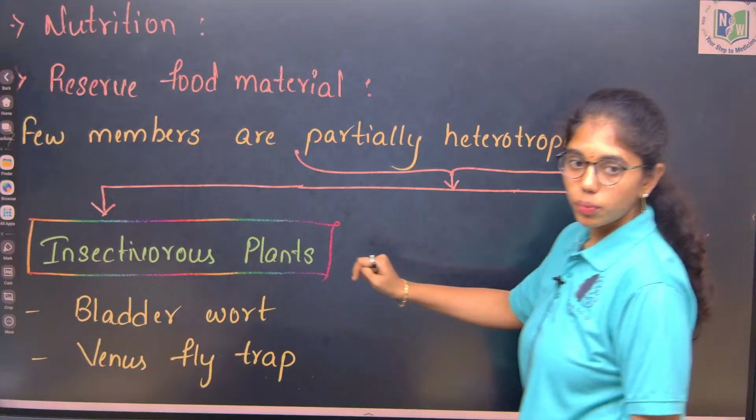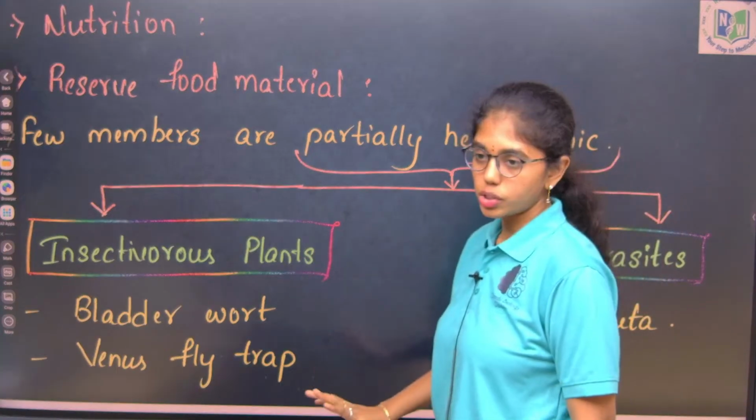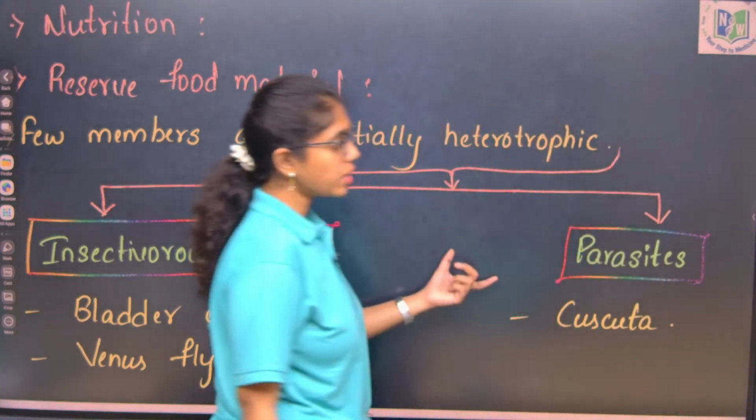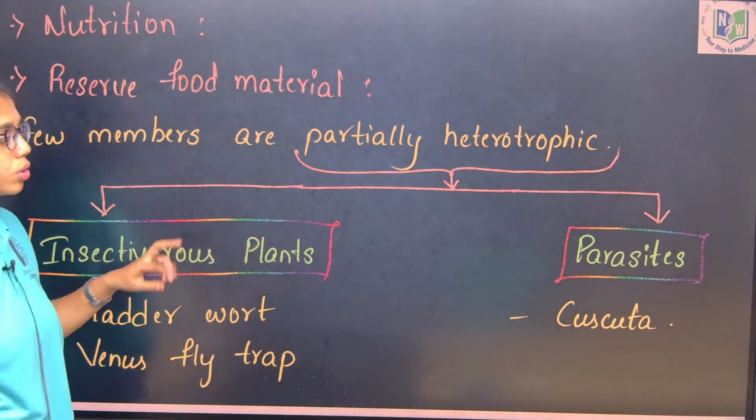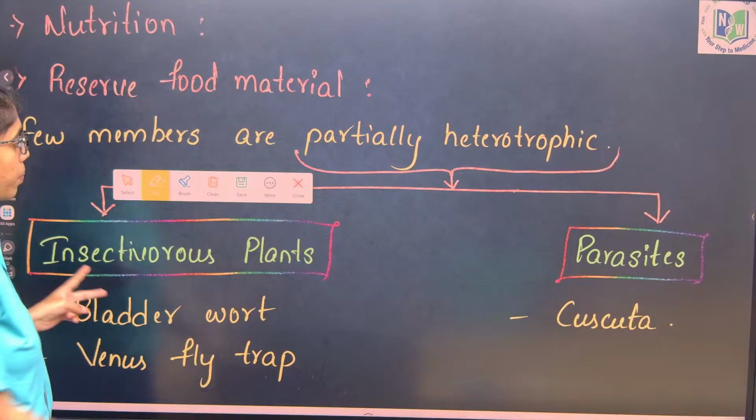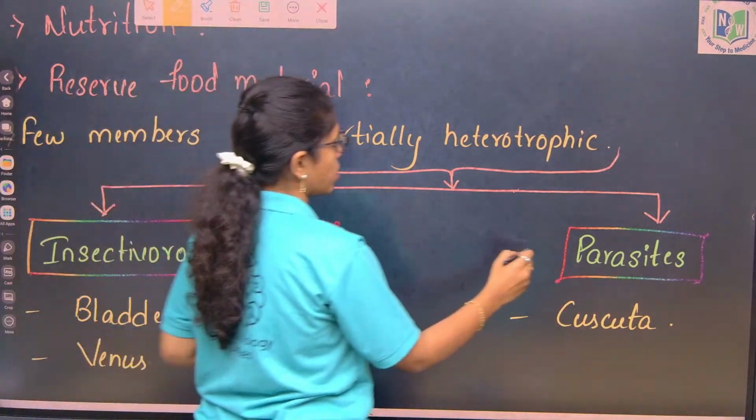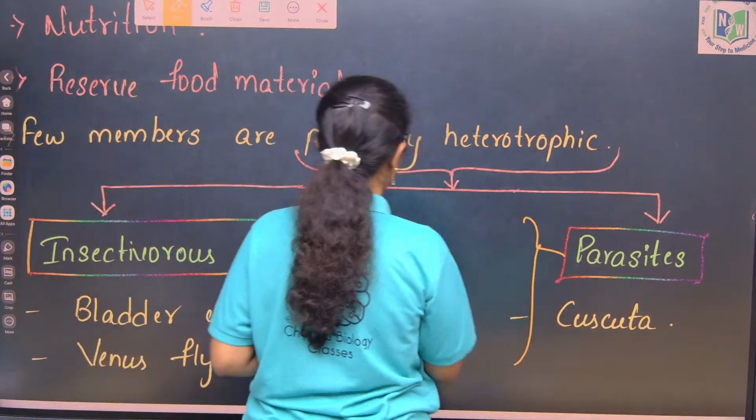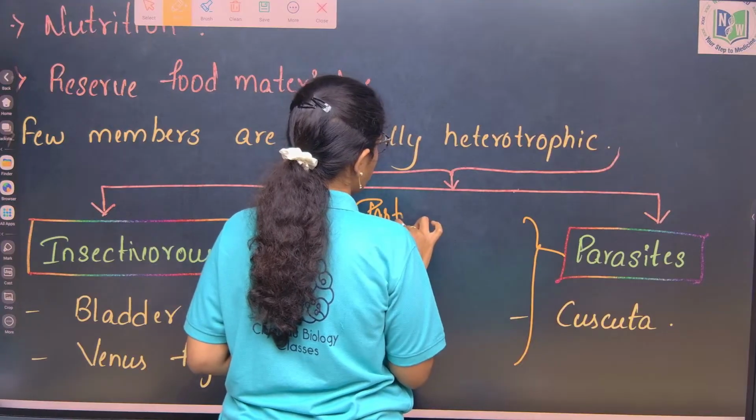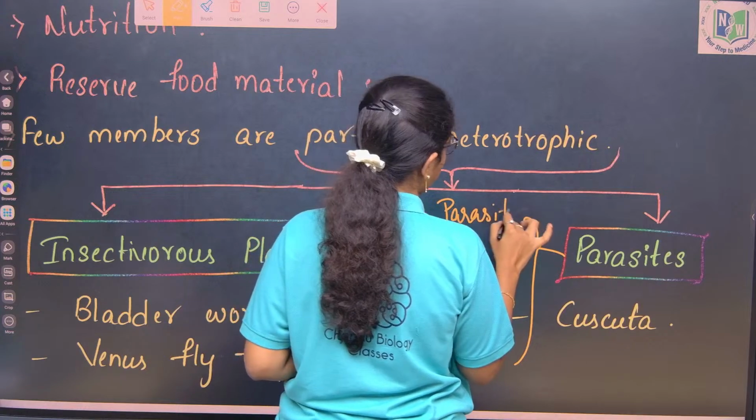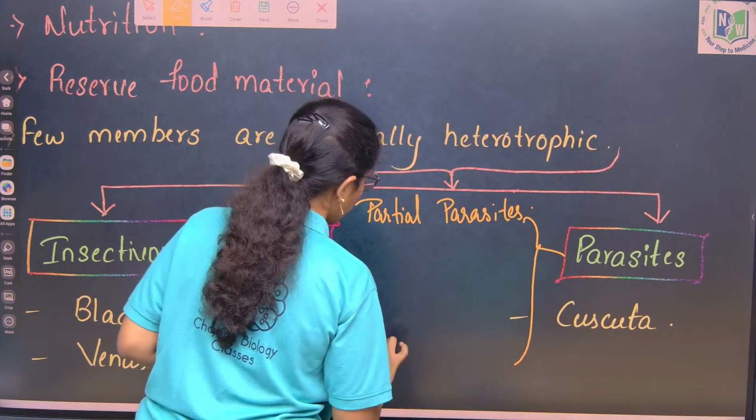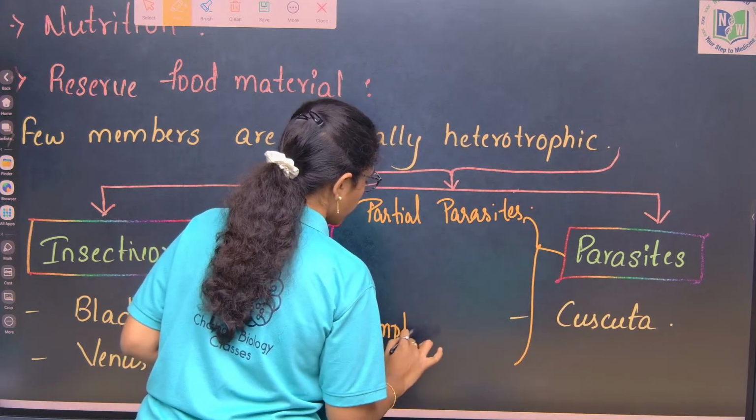Insectivorous plants include what? Bladderwort and Venus flytrap. Parasitic plants include what? Cuscuta. So, in parasitic plants, you can see two types of plants: one is partial parasites and second is complete parasites.